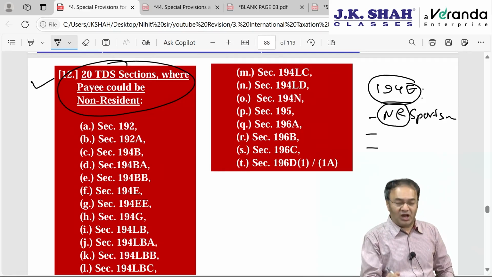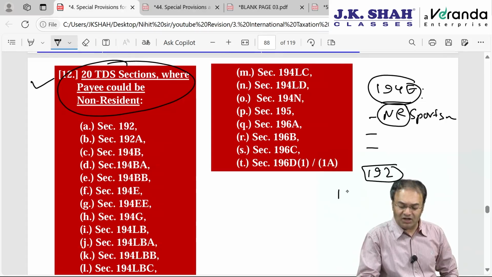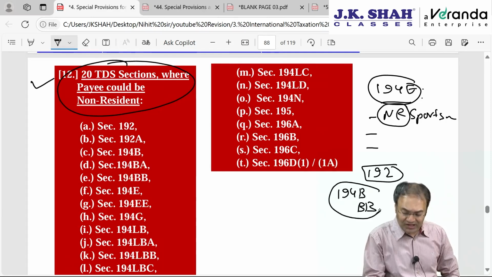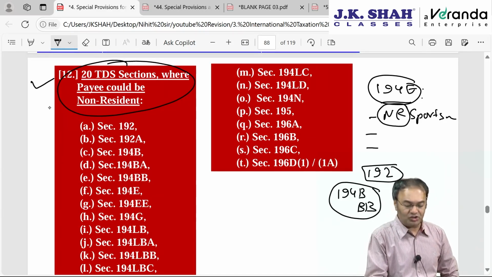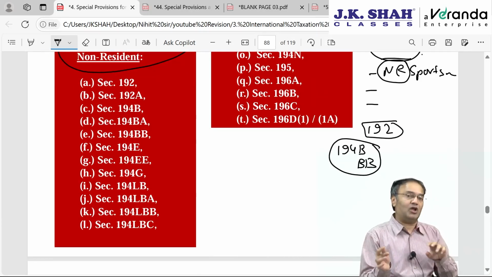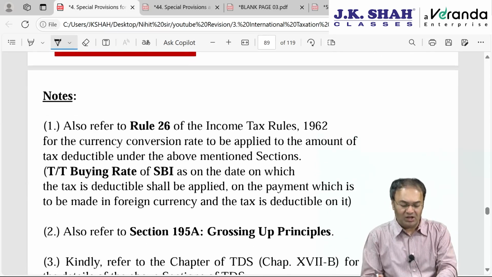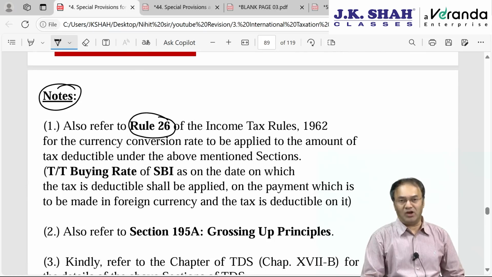And there are other sections also, like section 192 salary, or 194B winnings from lottery, crossword puzzle, card game, etc., where the payee could be resident or non-resident. So there are 20 sections where the payee has to be or could be non-resident. These 20 sections we are already done with in the TDS chapter, we are not repeating them again. Then there were some notes, rule 26, for which I will be recording a video separately.